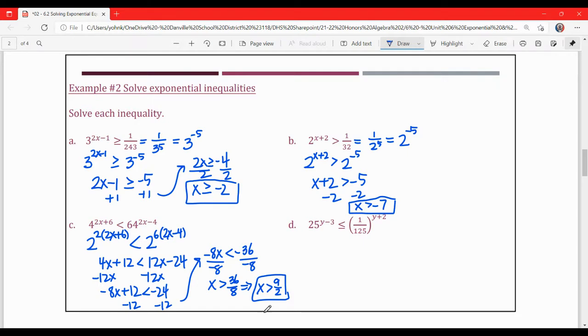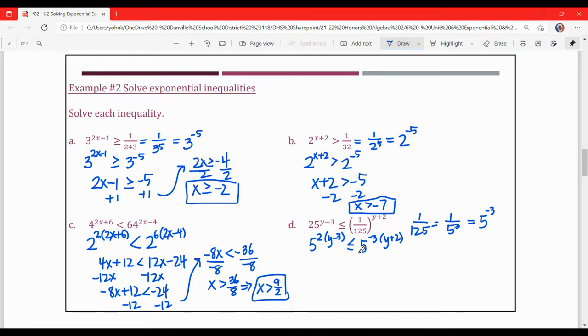If I'm looking at letter D, my bases are 25 and 1 over 125. I can do those as powers of 5. So 25 is 5 squared. I still have the y minus 3. Now 1 over 125 is 1 over 5 cubed, which is 5 to the negative 3. So I can do 5 to the negative 3 with y plus 2 still hanging out.